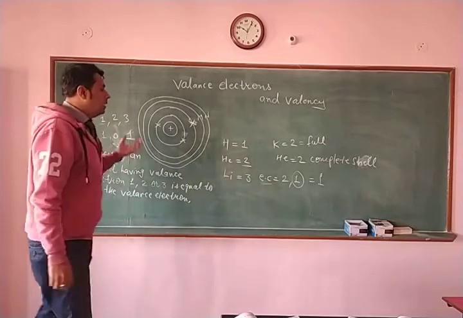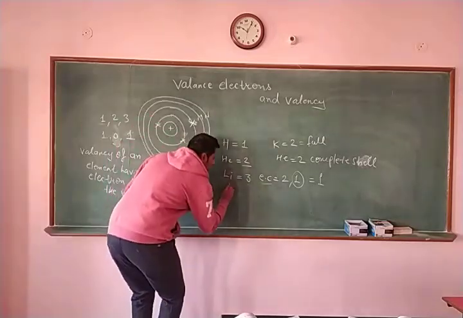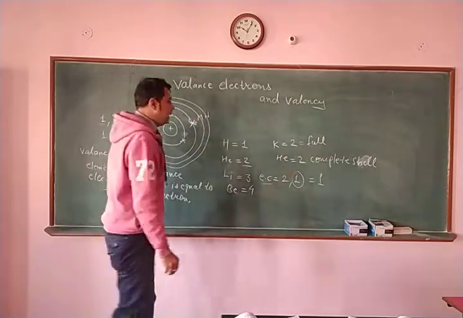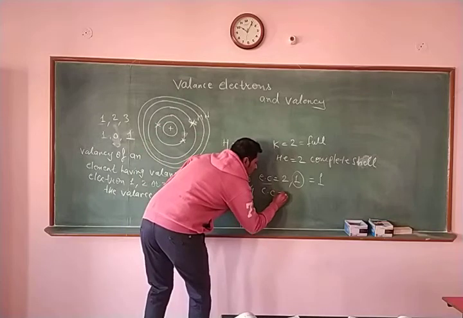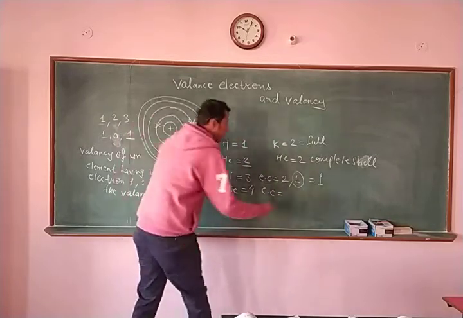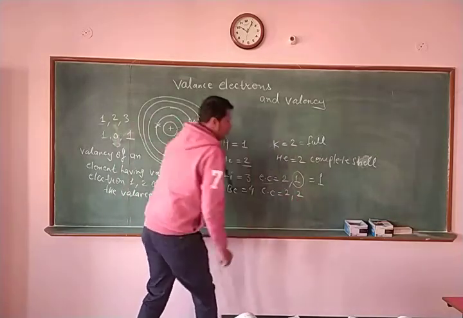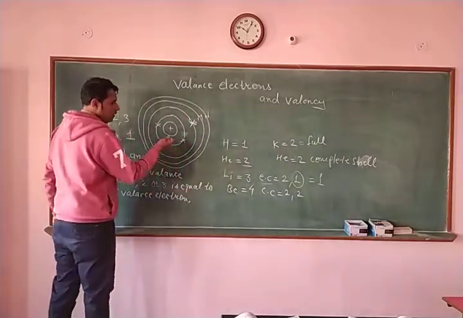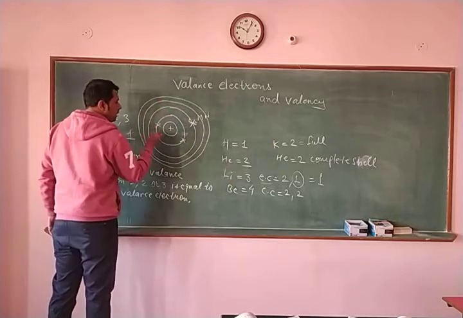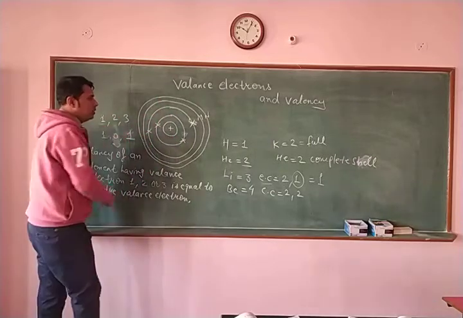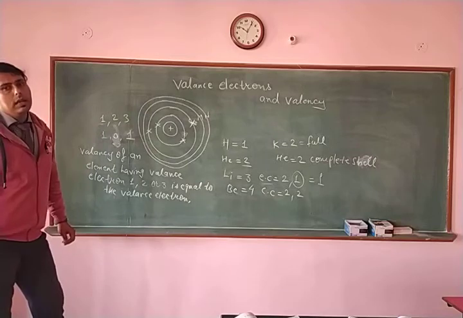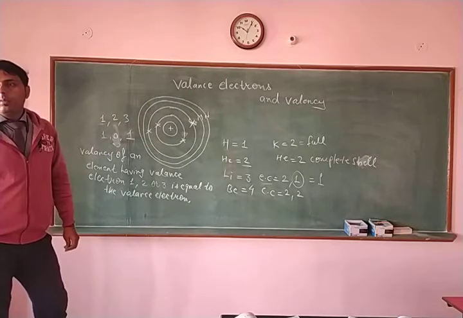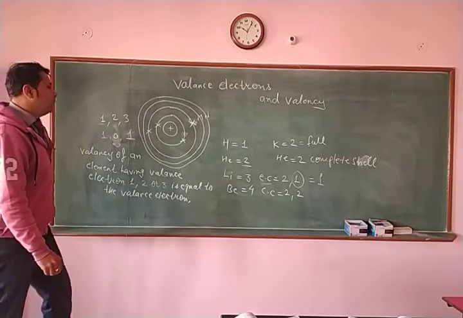We go further: hydrogen, helium, lithium, then beryllium. Beryllium has 4 electrons. What will be the electronic configuration for beryllium? That will be 2 and 2. So the outermost shell of beryllium contains 2 electrons. What will be the valency for beryllium? Anybody wants to tell me? Yes, that will be 2.